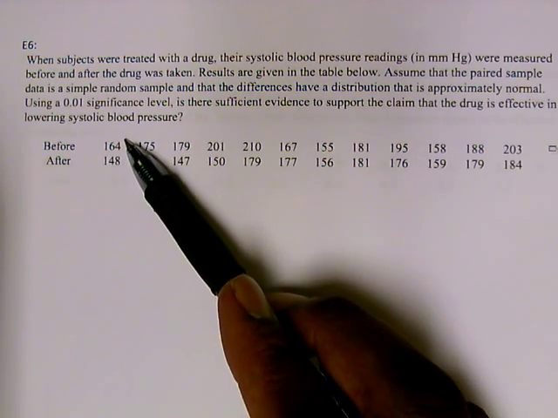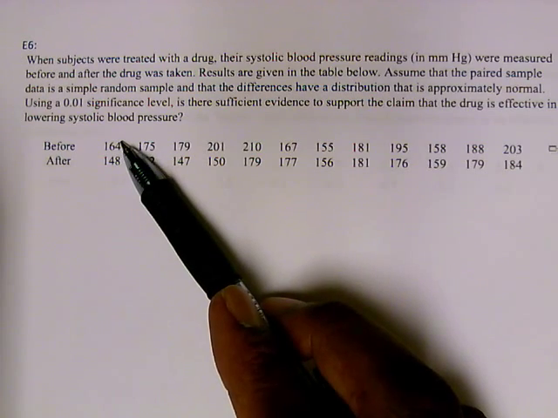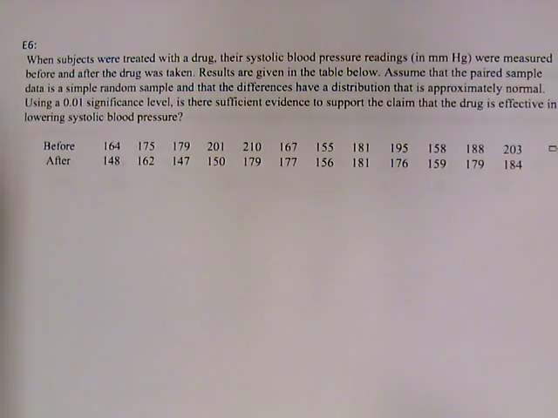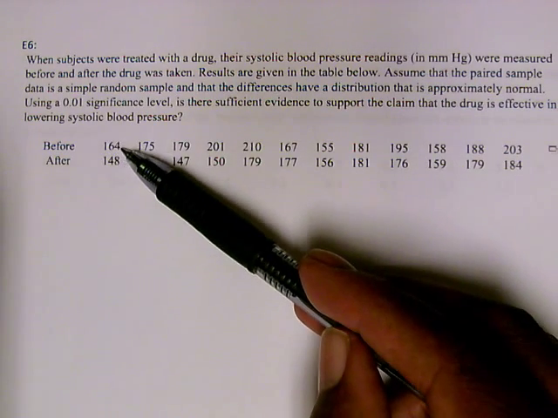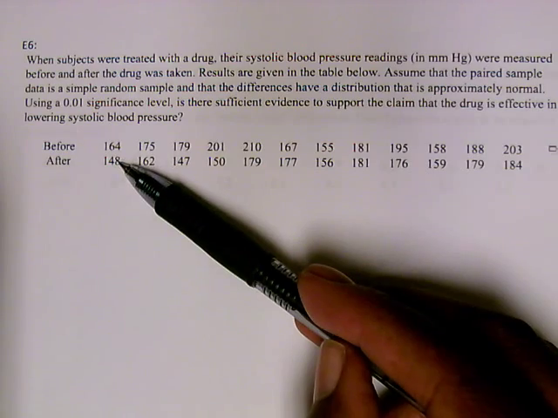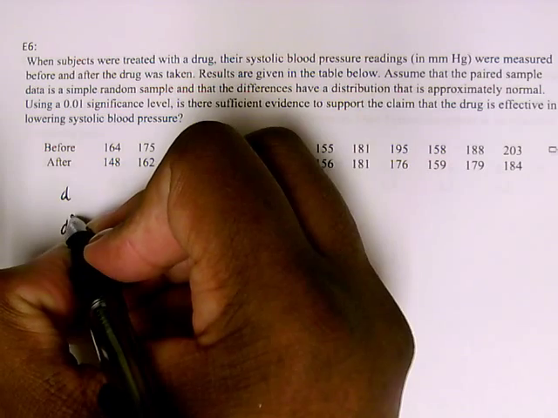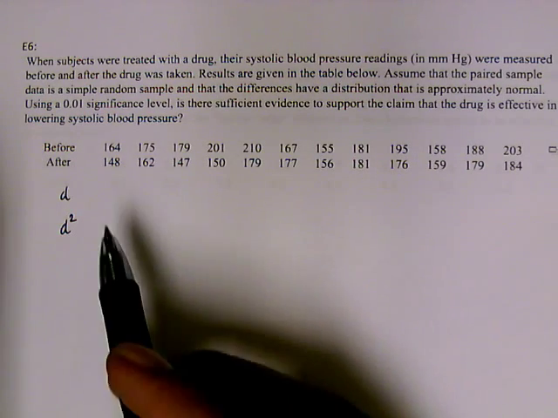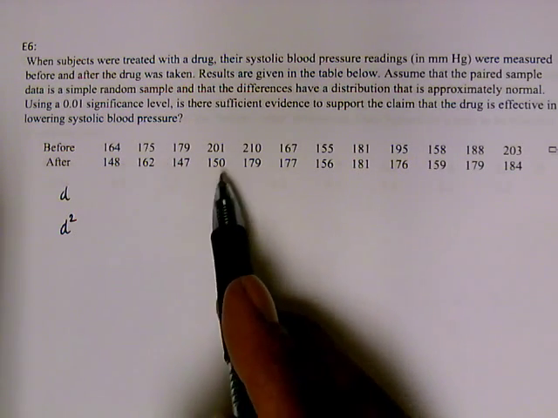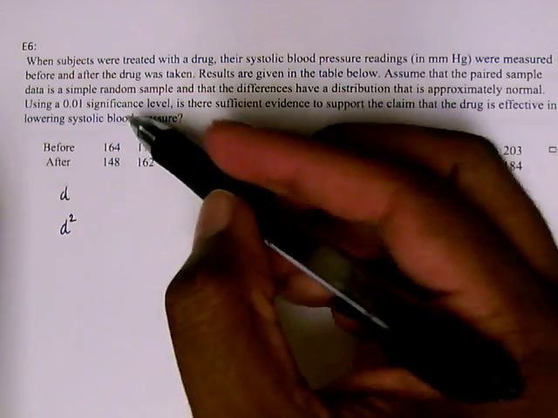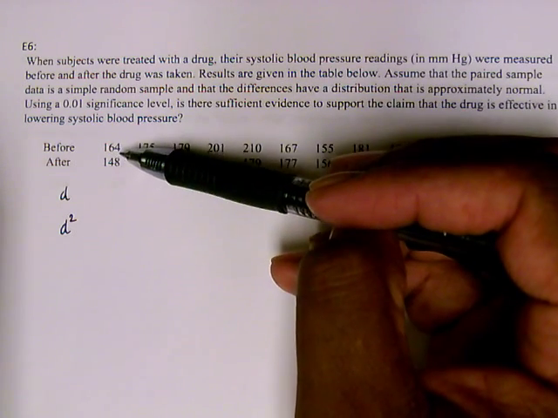So in other words, you want the after to be less than the before. In other words, you want the differences to be bigger. Okay, because if you want the drug to lower your systolic blood pressure, then that means this before has to be bigger than the after. Okay, that's the way of interpreting that. But first we have to find out what d and d squared are going to be. That means we got to do the subtraction of each of these individual data values, each pair of data.